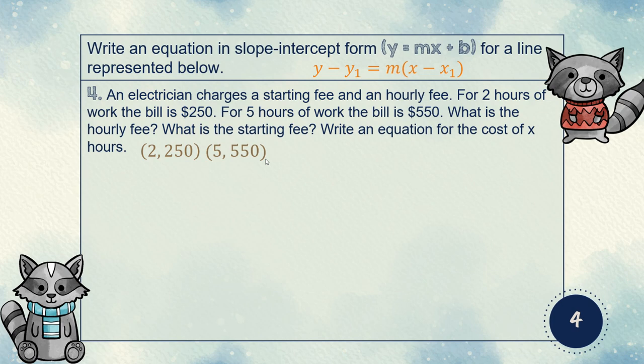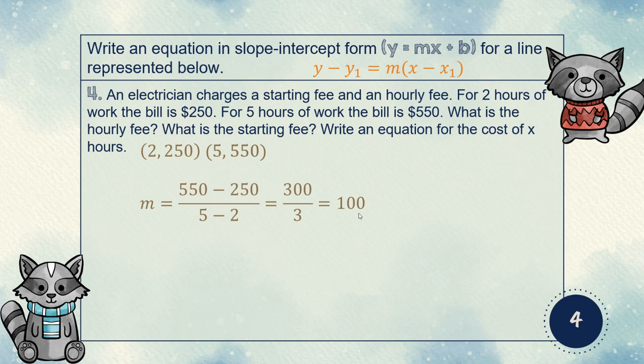So we can calculate the hourly rate by taking change in y over change in x. 550 minus 250 over 5 minus 2. So 300 divided by 3 gives us 100. That would be $100 per hour.